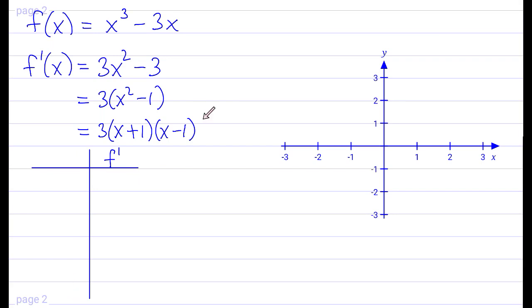So I look at my derivative, and I say, when is this derivative equal to 0? And this is why I factored. It makes it really easy. What values of x make this 0? Well, x equals minus 1. That would make this part 0. And x equals positive 1. That would make this part 0. So these are the only two x values which make my derivative 0.